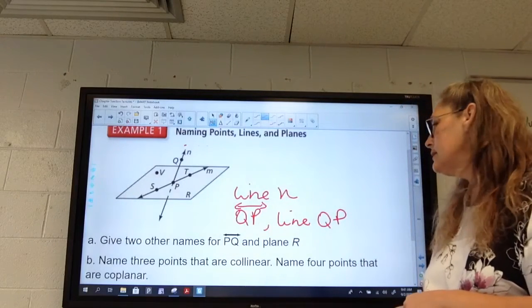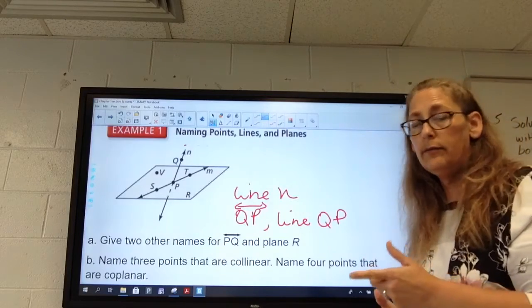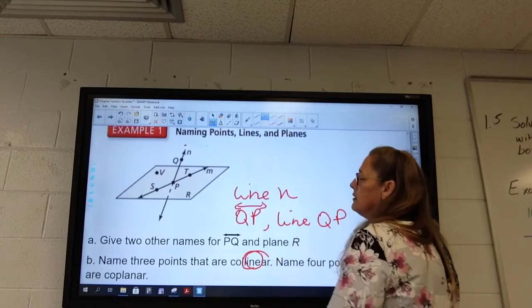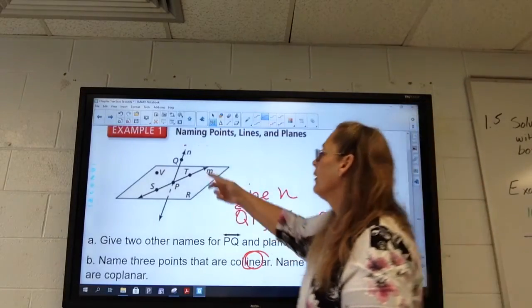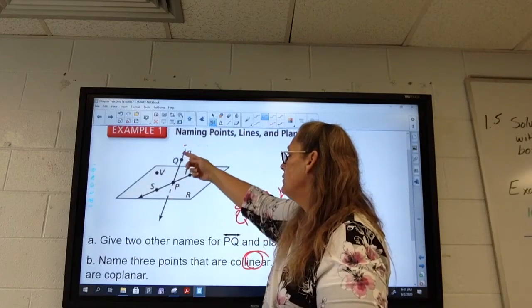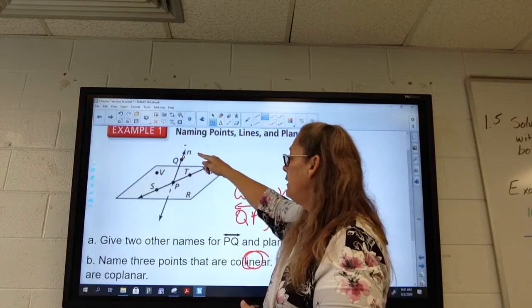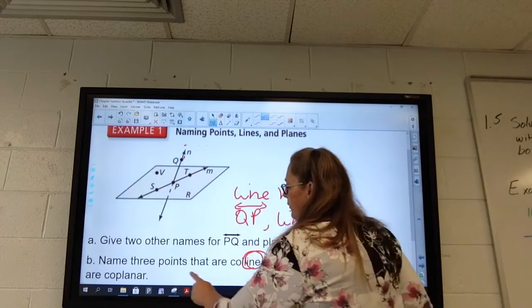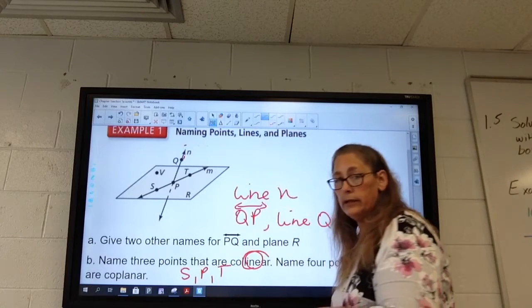The next one says name 3 points that are collinear. Collinear, remember, look at the word. It's got that word line in it. So we want collinear points, points that are on the same line. Well, if I look at this one again, there's only 2 points here. This is not a point on it, so you can't say line, point N. Here are your 3 points, S, P, and T. S, P, and T are collinear.